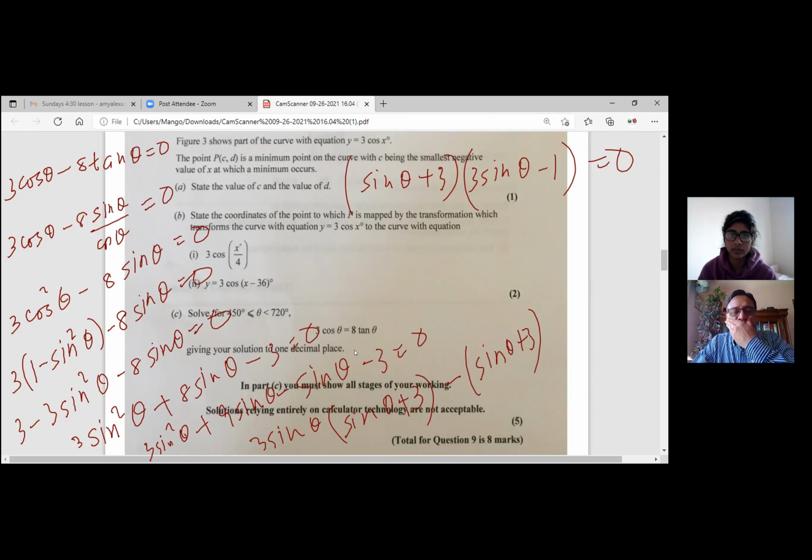So I'd like you to copy the equation. I'll erase all this and then start with the equation, because I need space to work, right? Wait, so let me just copy the equation. So I'll also write down sine theta plus 3.